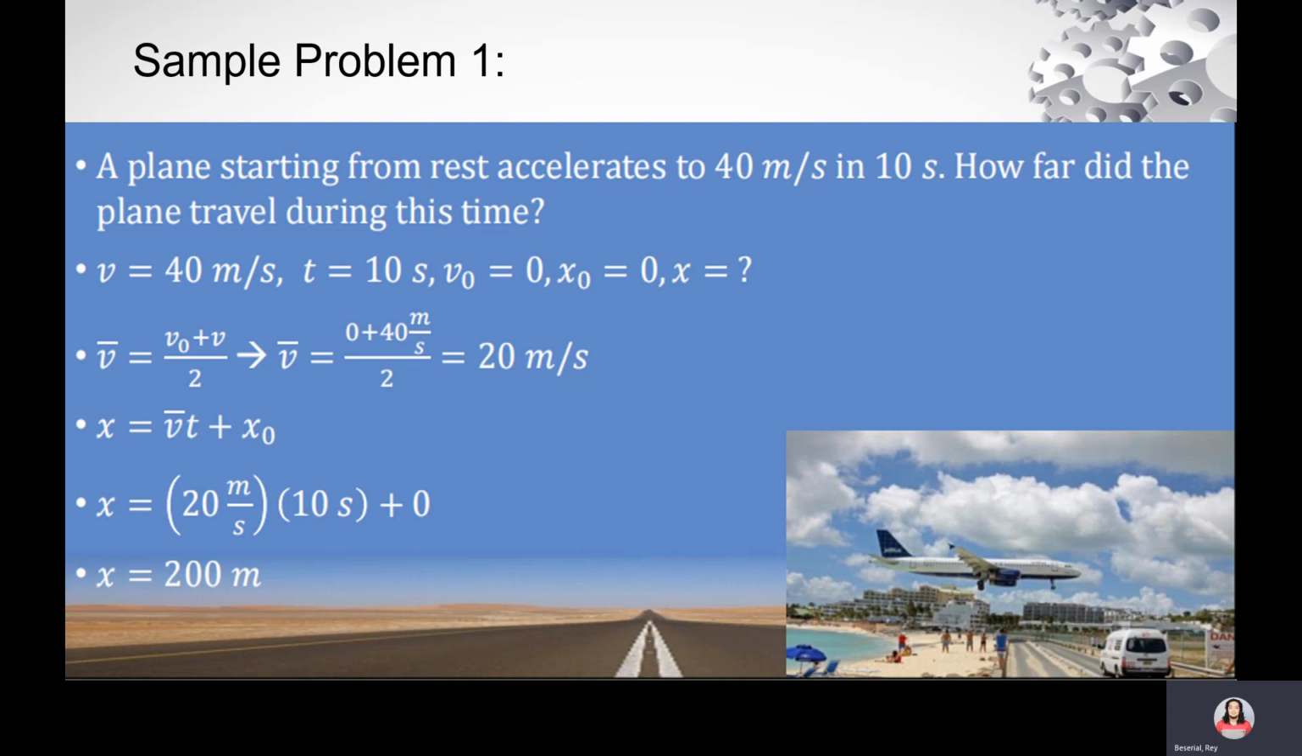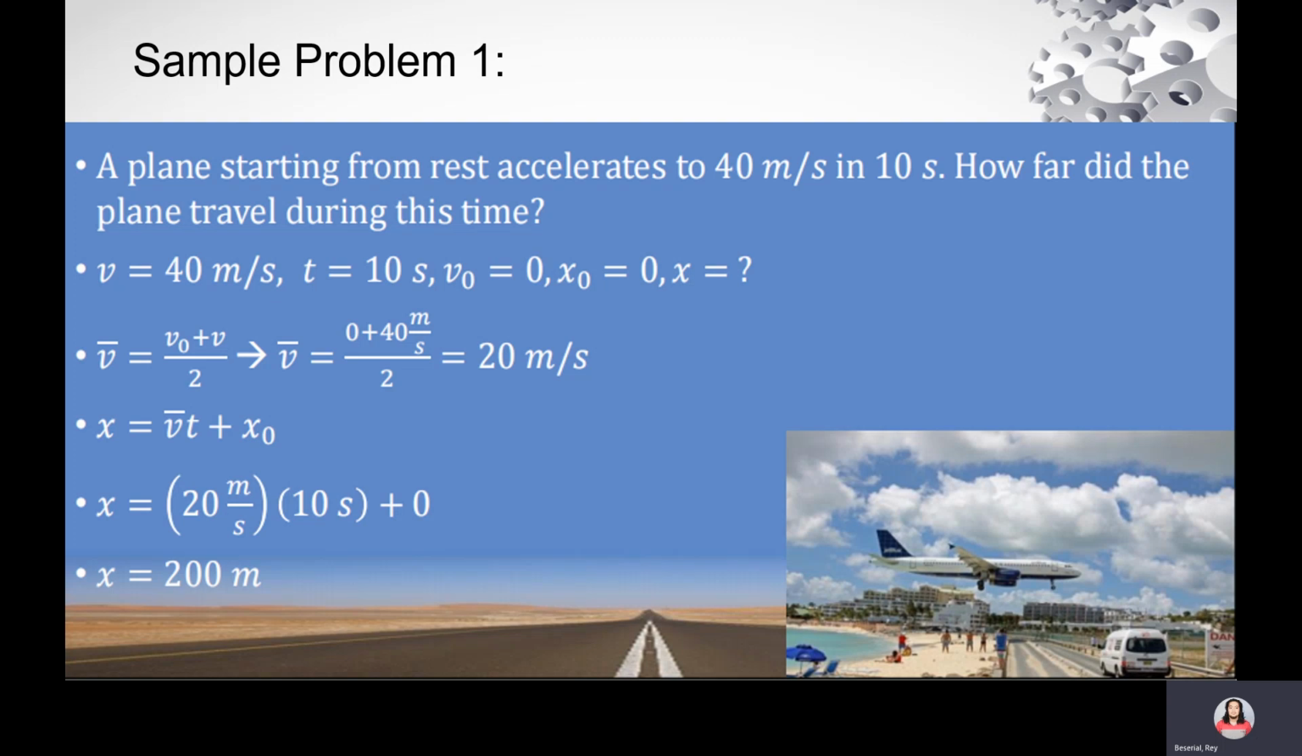So, meron tayo dito initial average velocity. So i-add natin yung ating mga velocity. So 40 meter per second plus 0 meter per second over 2. So meron tayong 20 meter per second.